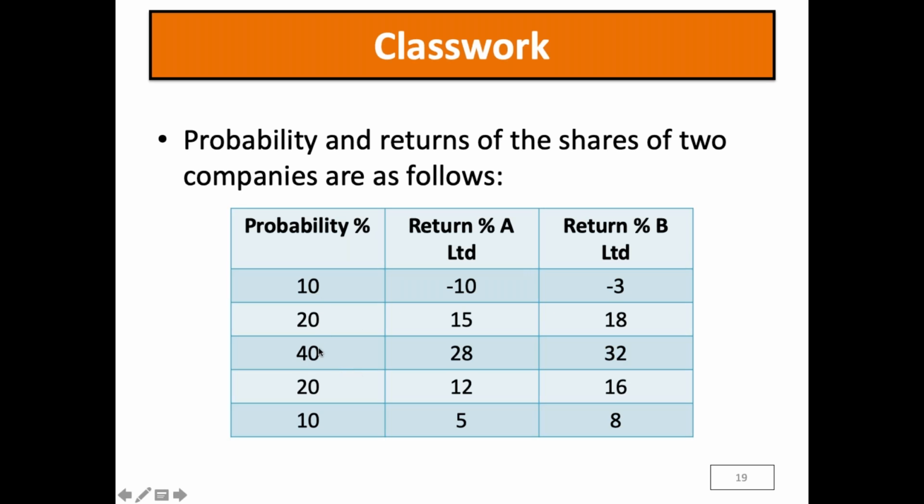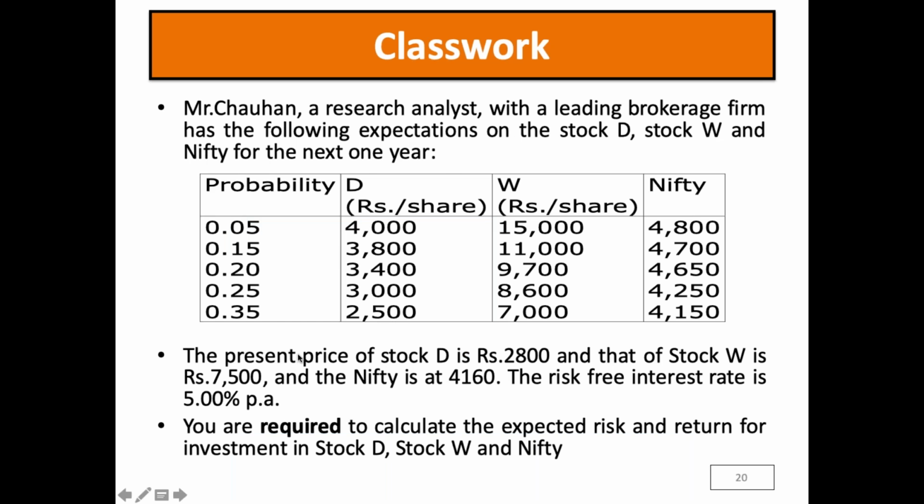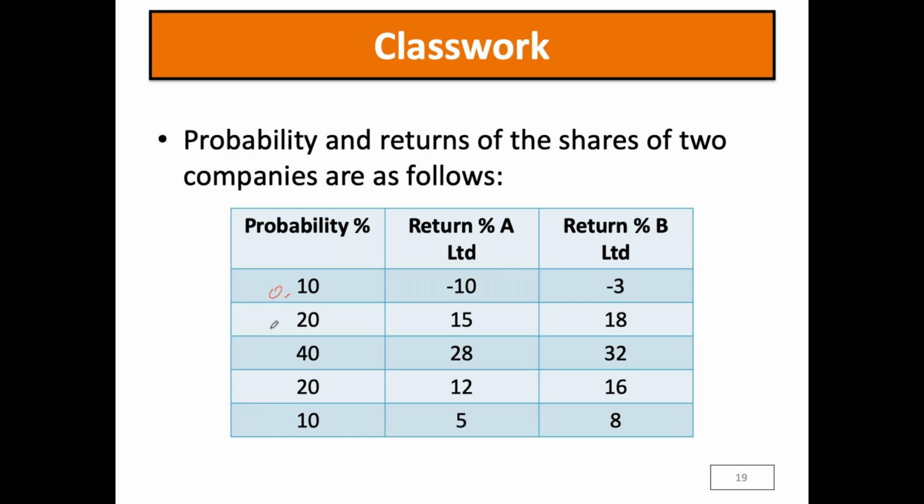So the data is 10, 20, 40, 20, 10. These are the probabilities. So let's solve it another way, because that blank screen would create some problems. First thing I need to find out is probability into returns. These are the probabilities, and I will actually write it like this. Expected return.